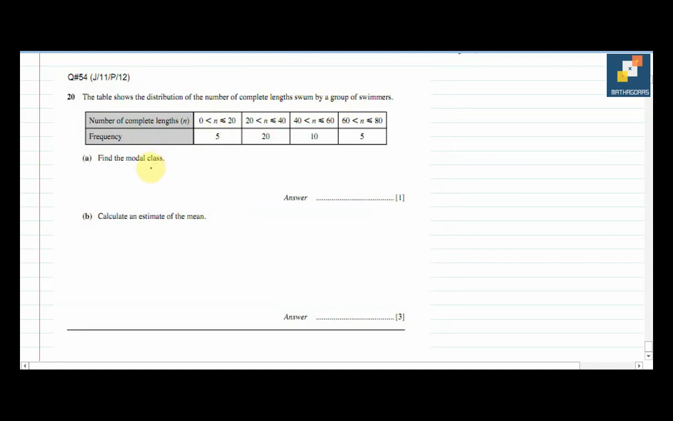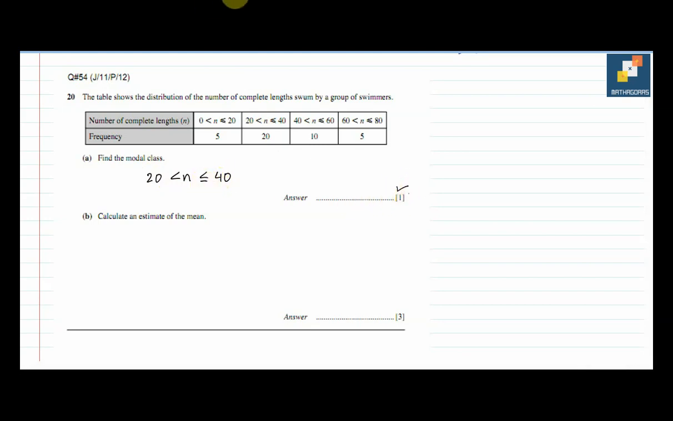So for the modal part, that is quite easy. We need to highlight the one with the highest frequency, and the highest frequency is 20. So I can say that the mode is 20 and 40. It's easy, that is why it has a weightage of only 1 mark.